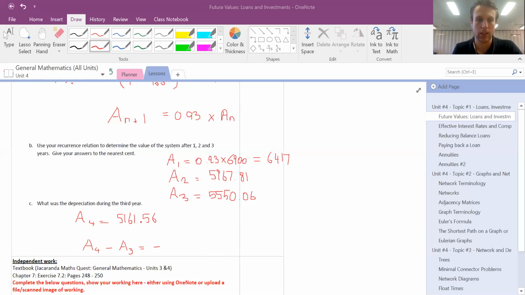So we can do that minus the 5,550.06 to get 388.5. And since this was approached as a worded question, I would answer it as a worded answer, and I would say it has depreciated, and we can put our dollar sign in, it has depreciated by $388.5. It has reduced by $388.5.